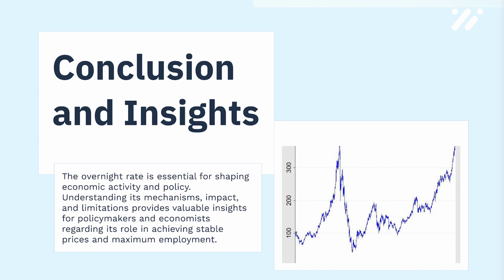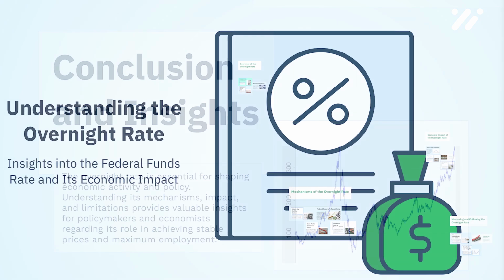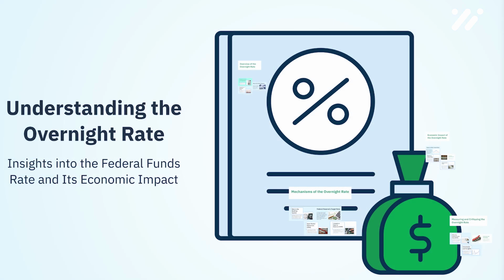The overnight rate is a critical element of the U.S. economy and monetary policy. By influencing borrowing costs, economic activity, and inflation, it plays a key role in shaping the financial landscape. Understanding its mechanisms and effects provides valuable insights into the broader economic environment and the Federal Reserve's approach to achieving its dual mandate of stable prices and maximum employment.